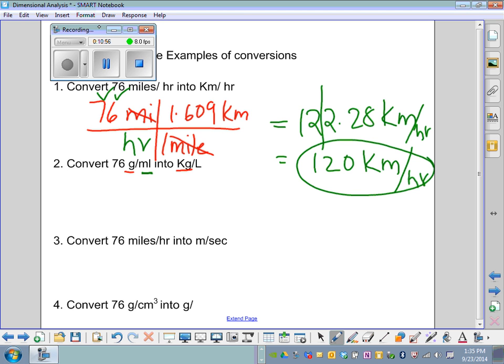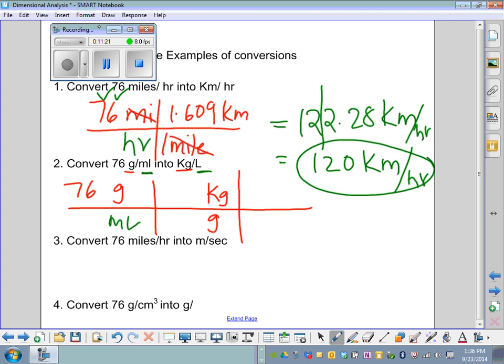But now, look at this problem in the bottom. The grams is becoming kilogram, and the milliliter is becoming liters. All right? So we're going to do this problem now as a class. Let's see. I have 76 grams over milliliters. Is everybody with me? I need to get out of what? Let's do the first top one first. Do I need to get out of grams and go to kilograms? How many grams makes a kilogram?